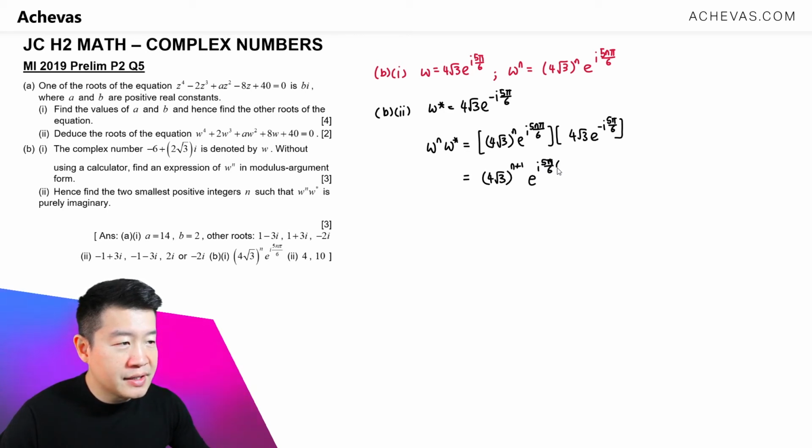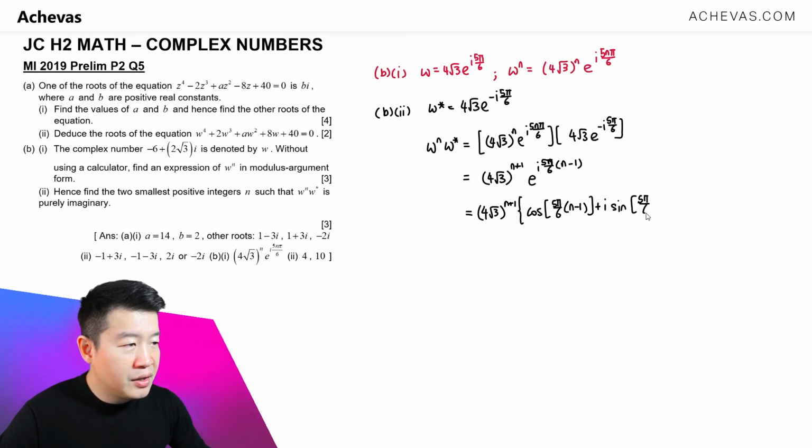5 pi over 6 of n minus 1, if we were to factorize out 5 pi over 6 for the indices. So for the index, we will have this, and I'm going to express this into the Cartesian form or the trigonometric form. It will be 4 square root of 3 to the power of n plus 1. Then this is going to be cosine of 5 pi over 6 (n minus 1), then plus i sine of 5 pi over 6 (n minus 1).